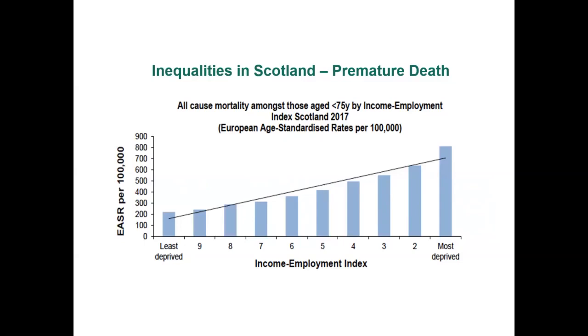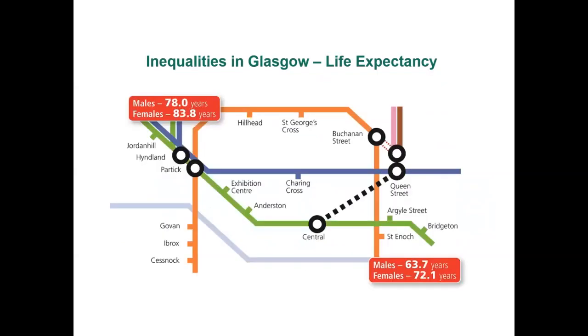Okay. In terms of how that plays out, this graph is not unique to Scotland. You can see this is a graph of people who die before the age of 75 per 100,000 people: least deprived is 200 per 100,000, and most deprived is 4 times higher. And it's that previous slide that partly explains why that statistic exists.